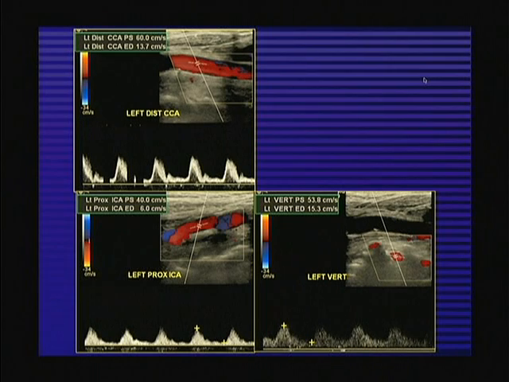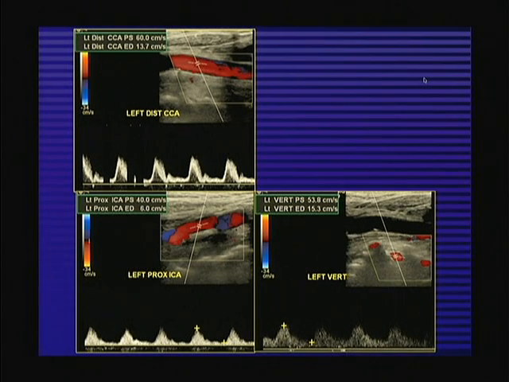Again, common carotid on the top, internal on the bottom, and the vertebral artery. What do we notice here? A similar appearance. Although the velocities themselves may not seem completely abnormal, because we have 60, 40, and 54, what is the abnormality? They all have a tardus configuration.